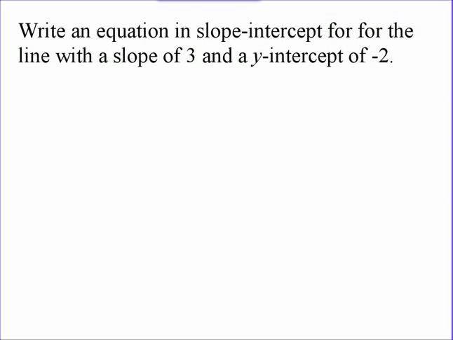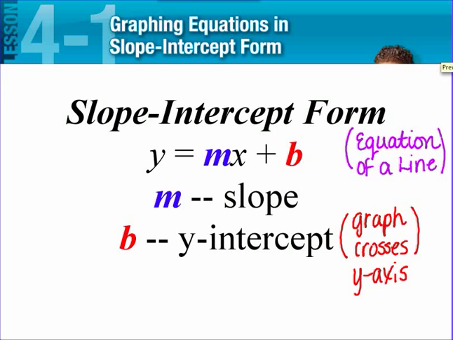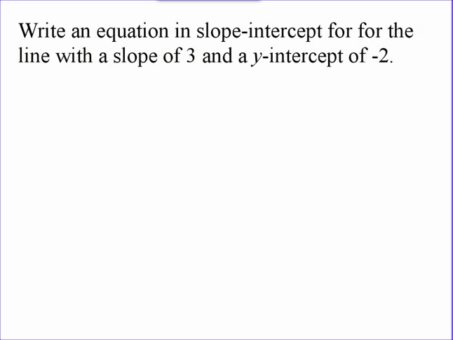Okay, the very first one says write an equation in slope-intercept form. Okay, so I'm going to put an m in there. I left out that m. For the line with a slope of 3 and a y-intercept of -2.